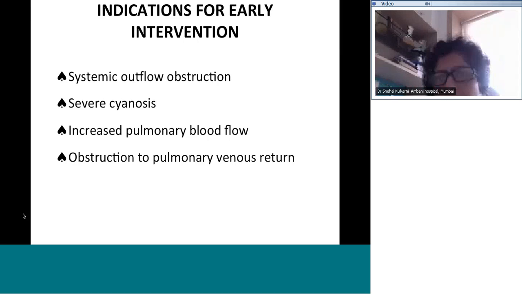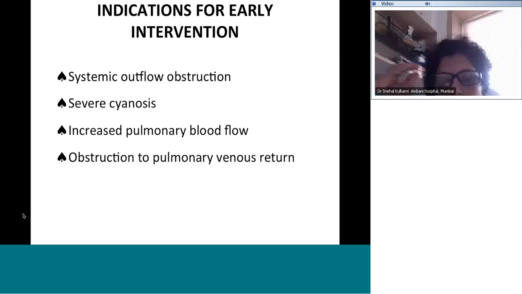The third thing, you have an excessive pulmonary blood flow. That means you have a double inlet ventricle, no pulmonary stenosis. You have excessive pulmonary blood flow. The second thing is you have an unbalanced AV septal defect. One ventricle is small, the other is large, with severe pulmonary artery hypertension. So they will be symptomatic because of increased pulmonary blood flow.